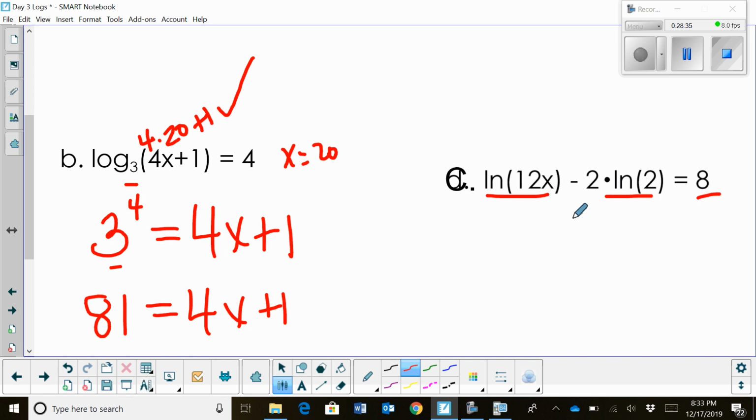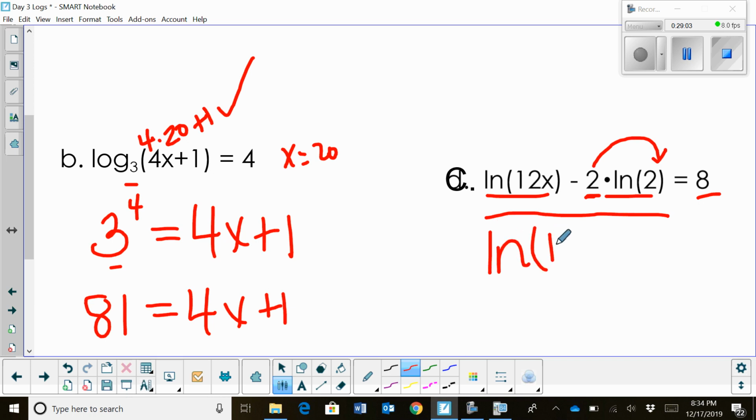Now, in this case, we have natural log. Natural log's base is e, and hopefully you've learned that. But what we're going to do is put together the rules and the properties. So we have 2 logs on this left side. What we want to do is condense it down to 1 logarithm. Well, in order to do that, we have to use the power rule first. So I need to move this coefficient of 2 up and square that 2 to 4.